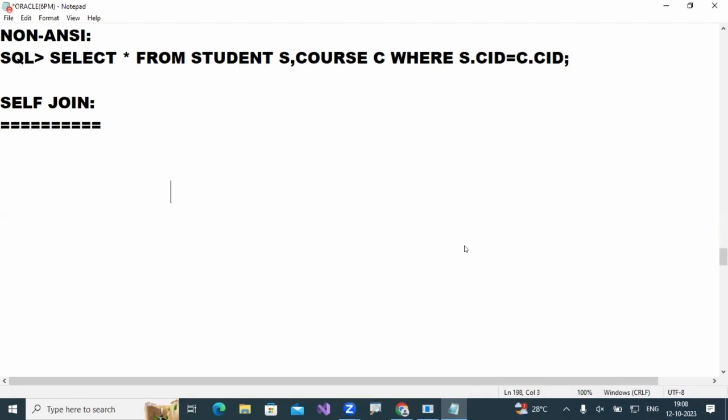First point: as of now, except self join, for all the remaining joins we discussed, if I want to implement them practically, there must be a minimum of two tables. That is compulsory. But self join does not require two tables. That means this is the only join used to perform operations on single table data.